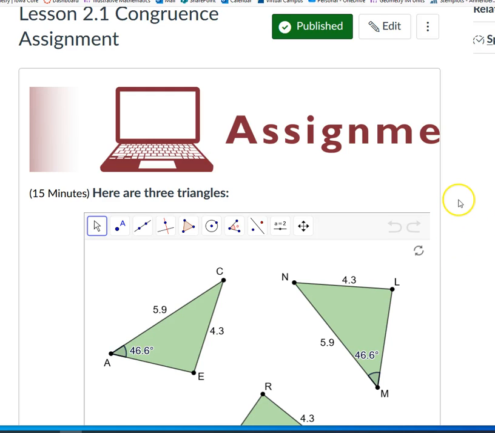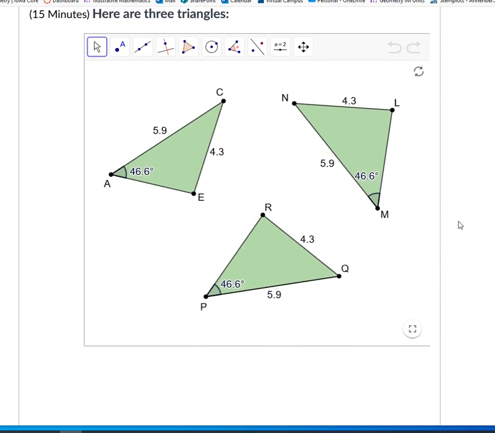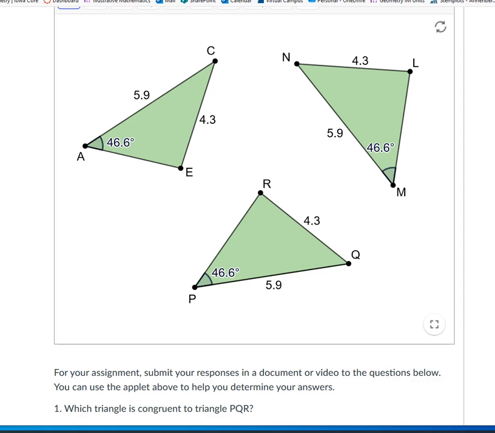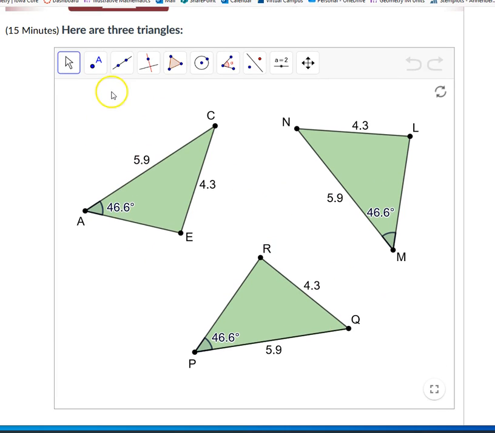Lesson 2.1, Congruence assignment. In this assignment, we have to determine if these three triangles are congruent or not. One of the things you have to rely upon is your knowledge of transformations. You're given these triangles in a GeoGebra applet so that you can use it to determine whether or not these triangles are congruent. So we have to use transformations.